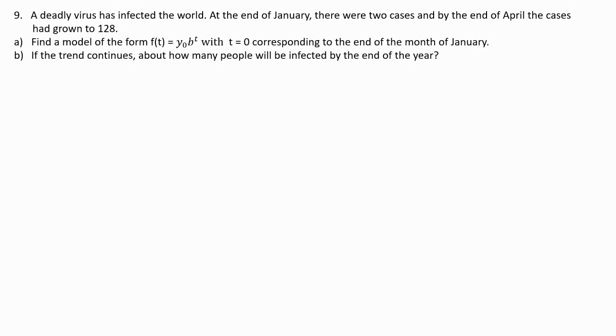For the A part, it says find a model of the form f of t equals y naught b to the t, with t equals 0 corresponding to the end of January. For the B part, if the trend continues, about how many people will be infected by the end of the year? So, solution: I need to find y naught and b to plug into the formula. Once I find that, then I can estimate how many people will be infected every month.